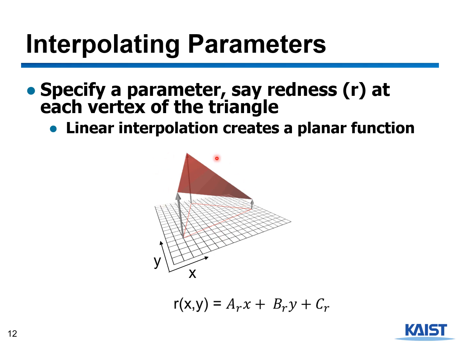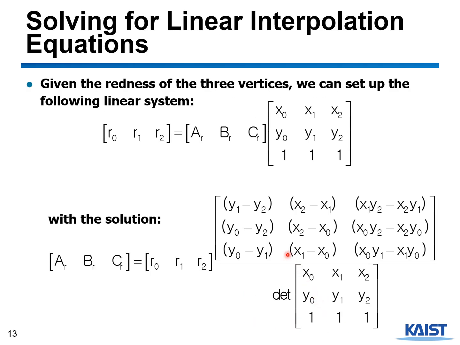In other words, the redness value R of x and y has this kind of linear equation, with coefficients AR, BR, CR. There are three unknowns, AR, BR, CR, and also three vertices, so we can set up the following linear equations. For example, given the first value R0, plugging x0 and y0 into the linear equation gives R0 equals AR x0 plus BR y0 plus CR.